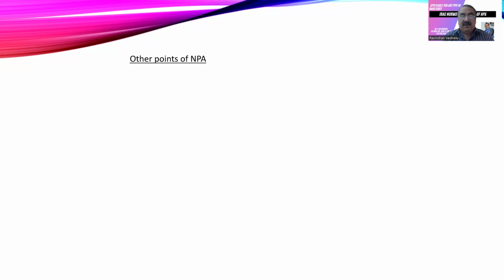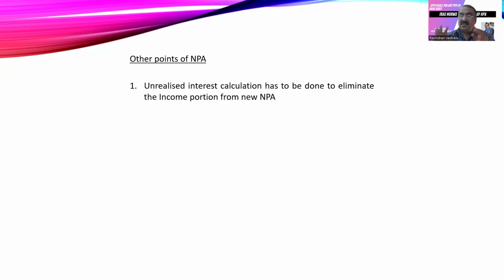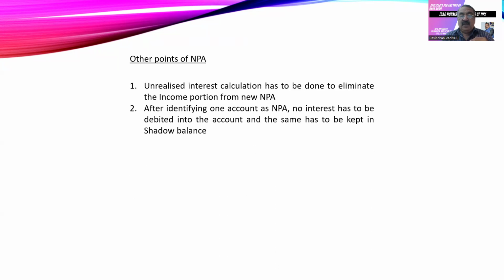Then other points of NPA we have to see. Here, unrealized interest you have to remember. I'm going to explain this at a later stage. Unrealized interest you have to remove from the NPA account. And after you identify an account as NPA, no further interest has to be charged to the account. And the date of NPA is very, very important. The date of NPA need not be only the year end or the quarter end. The date of NPA can be even in the middle of the month also. So the date of NPA is very, very important.